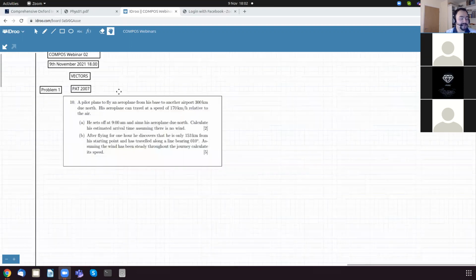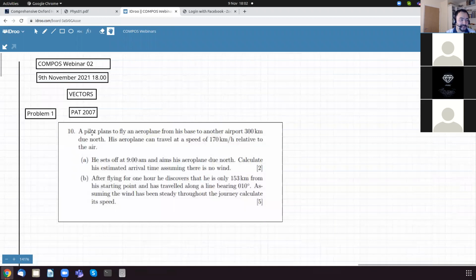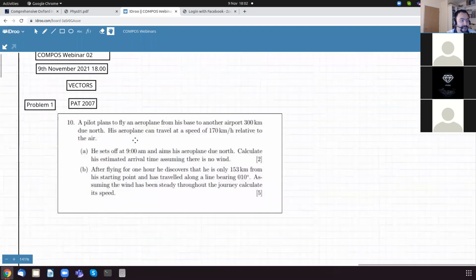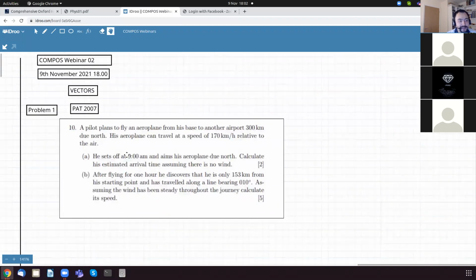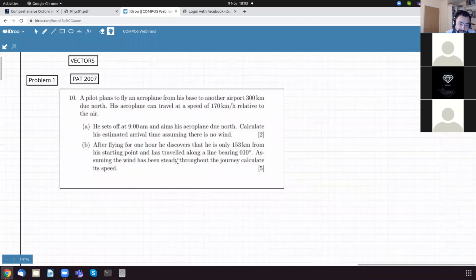Right, so the first question, this is from the physics admission test 2007. So this is an Oxford question. And it goes like this. A pilot plans to fly an airplane from his base to another airport 300 kilometers due north. His airplane can travel at a speed of 170 kilometers per hour relative to the air. He sets off at 9 a.m. and aims his airplane due north. Calculate his estimated time of arrival, assuming there is no wind.